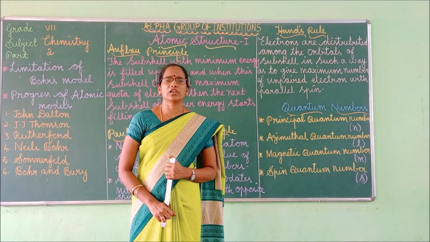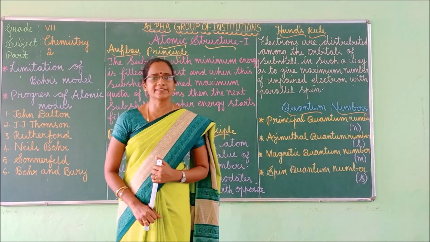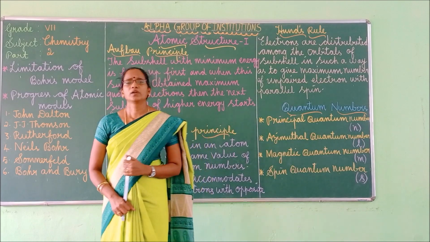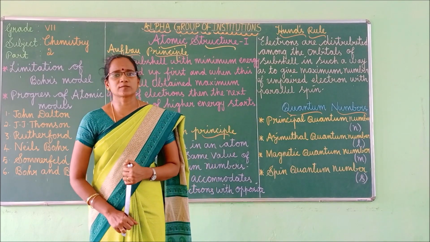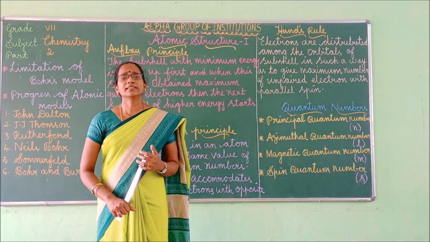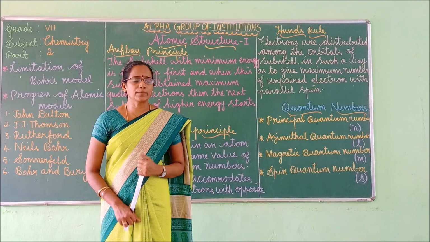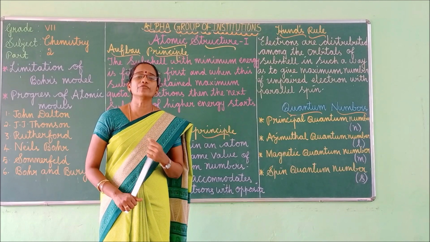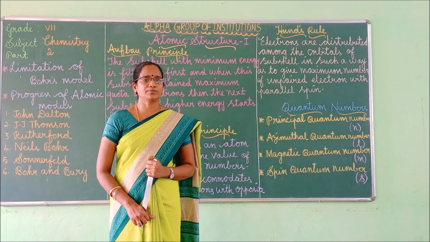First, let me see the limitation of Bohr's model. What is the meaning of limitation? Limitation is nothing but weakness. Okay, weakness of Bohr's atomic model. Bohr's atomic model failed to explain the spectrum of atoms other than the hydrogen atom.